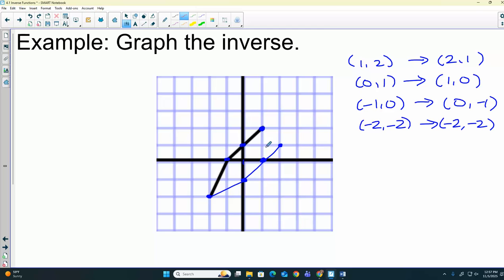And if you check the line y = x, doesn't that go right through the middle? If I fold on that line, they overlap. So we can double check ourselves that way.